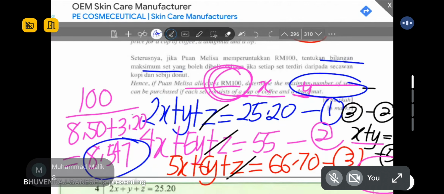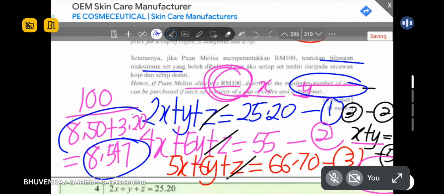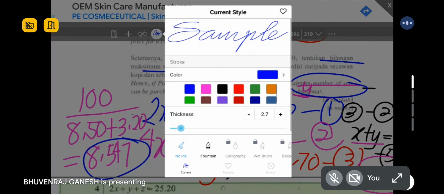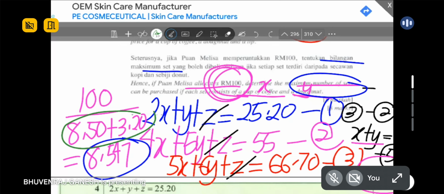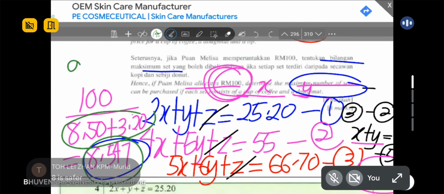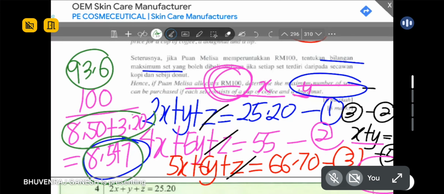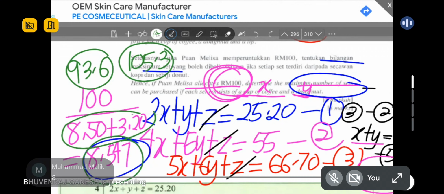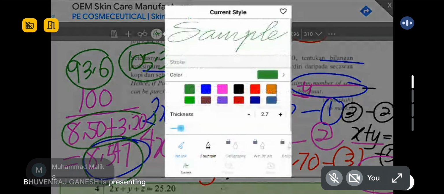Okay, so how to know, guys? Macam mana tahu? Very simple, guys. You check and see. This one, sorry, I use a different color. Green. You take this one times 8. Okay, you check and see, guys. 8.5 plus 3.2 times 8. Your answer is 93.6. This is for 8. If 9, 8.5 plus 3.2 times 9. Your answer is 105.3. So guys, which one is correct? 93.6 or 105.3? Peruntukan dia 100 saja.